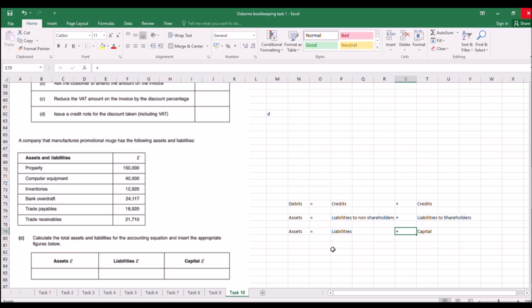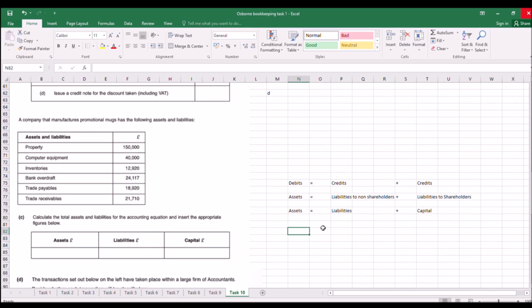So, right, let's get down to business now, after that little rant. Let's drop our positions into here. We've got property, and property is a money in item. We're going to use that to make money, and that's an asset. That's a positive, and that's a debit. Our computer equipment is £40,000, and that's an asset. We're going to use it to make money in future. Money in item, that's a debit.